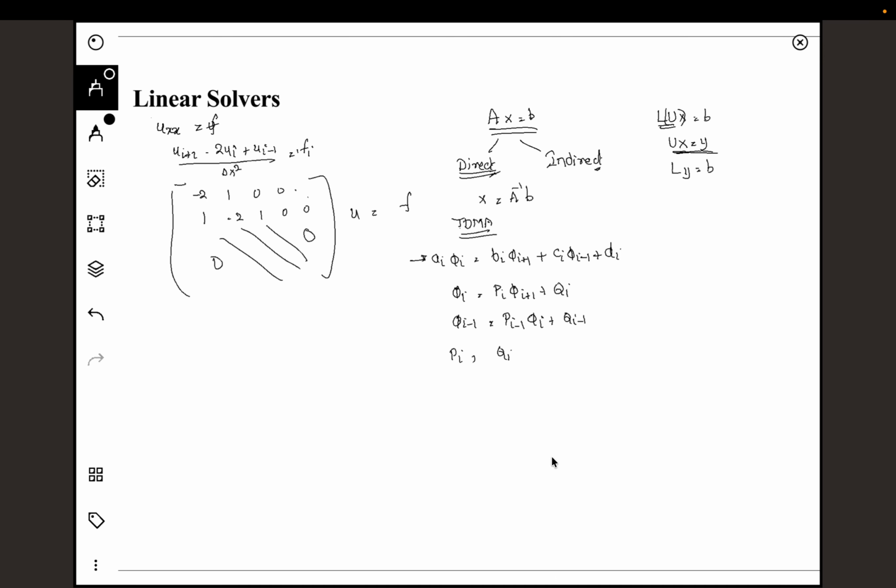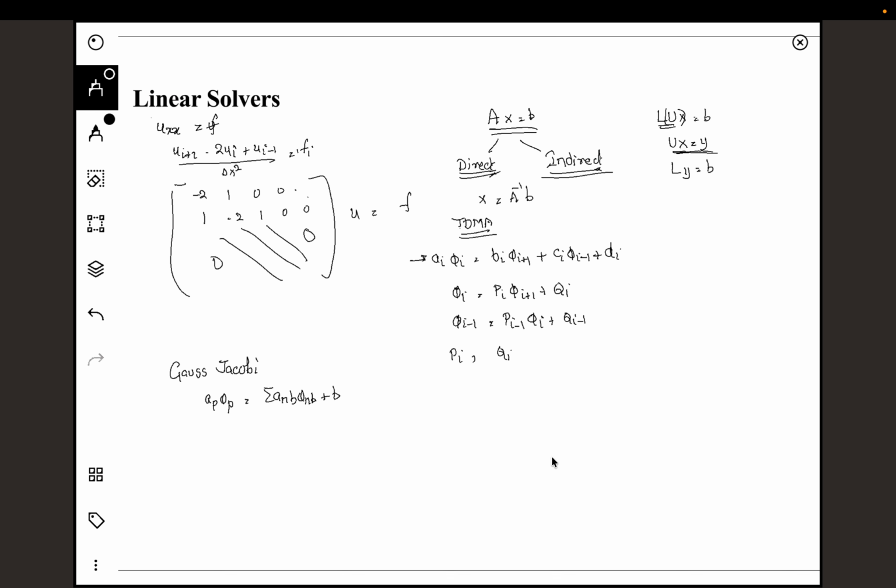And then the most important, or the one that we usually use, is indirect methods. In indirect methods, the idea is to start with some guess x naught, and then you keep updating it. So we discussed Gauss-Jacobi. You have a set of equations, something like a_P phi_P plus the sum of a_nb phi_nb equals b. These are my set of equations that we are trying to solve for.